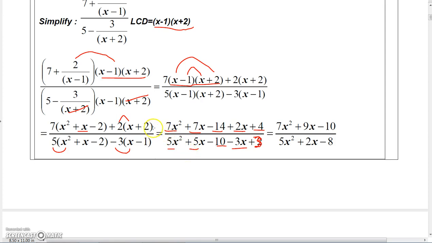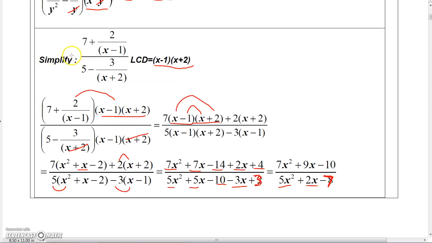So now, let's see. That's going to give me 7x squared. I have a 7x and a 2x, which is 9x if I add those together. And then I have a minus 14 plus 4, which is a minus 10. Now on the bottom, I have 5x squared, which I have here. And then I have 5x minus 3x, which is 2x. And then, of course, I've got to fix this because I have minus 10 plus 3, not 2. So minus 10 plus 3 is minus 7. So that should be a minus 7. Okay, and so that's how we simplify a complex fraction.